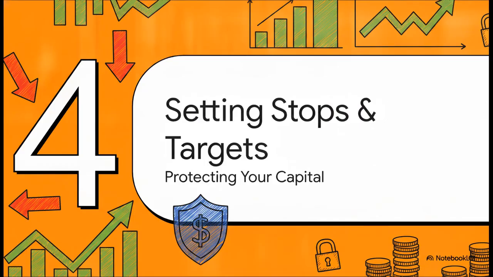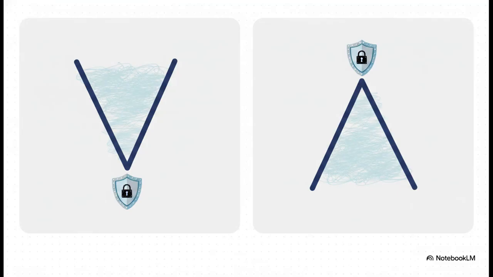Section 4. Setting stops and targets. Protecting your capital. Entering the trade is honestly only half the battle. Now we have to shift into defense mode. Because the primary job of a trader isn't actually making money, it's protecting your capital. Your stop-loss placement has to be structural and incredibly strict. For a buy trade, place your stop-loss strictly below the recent swing low. For a sell trade, it goes strictly above the recent swing high.